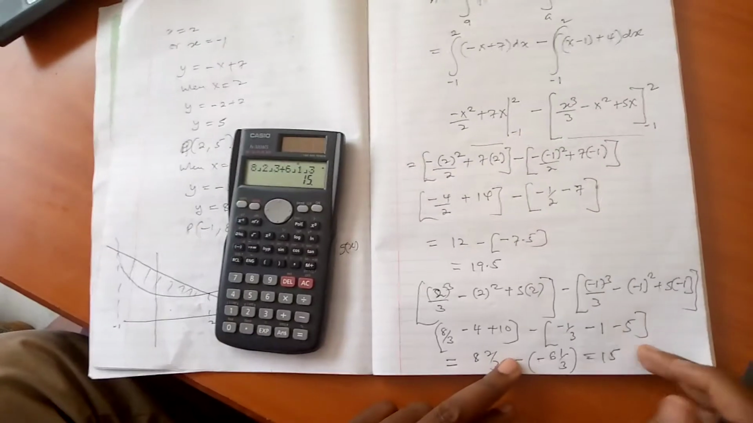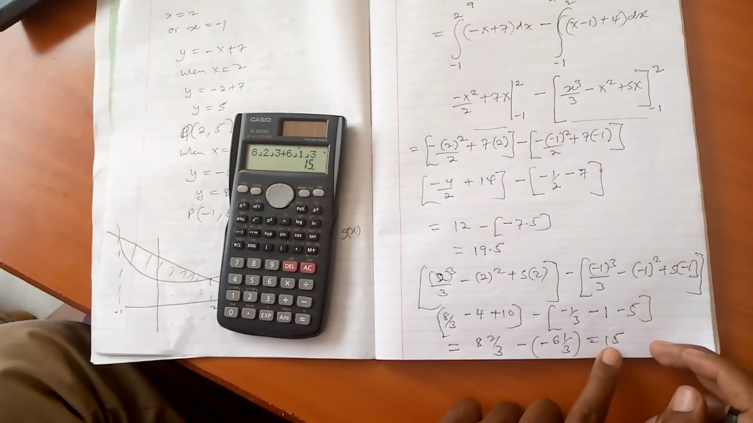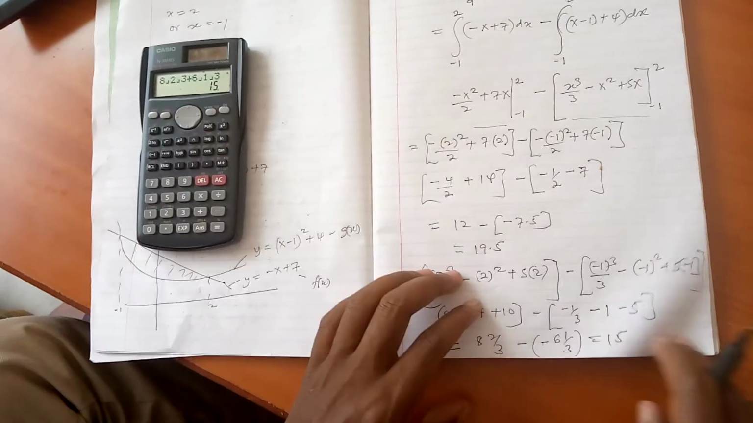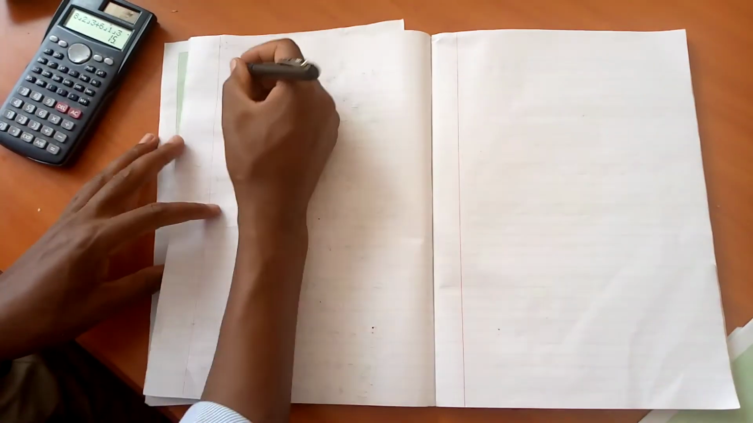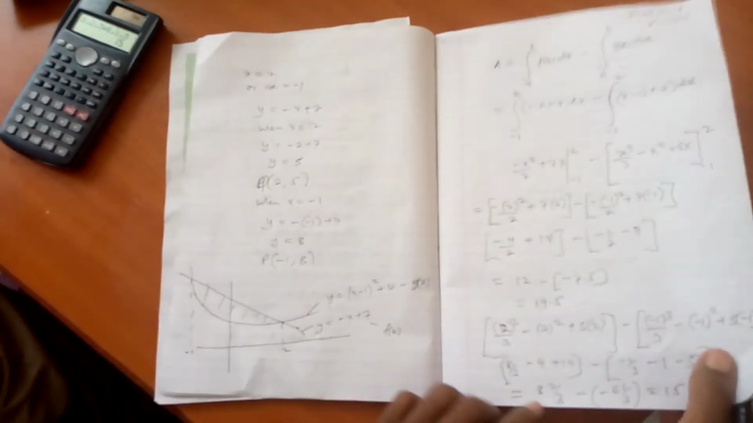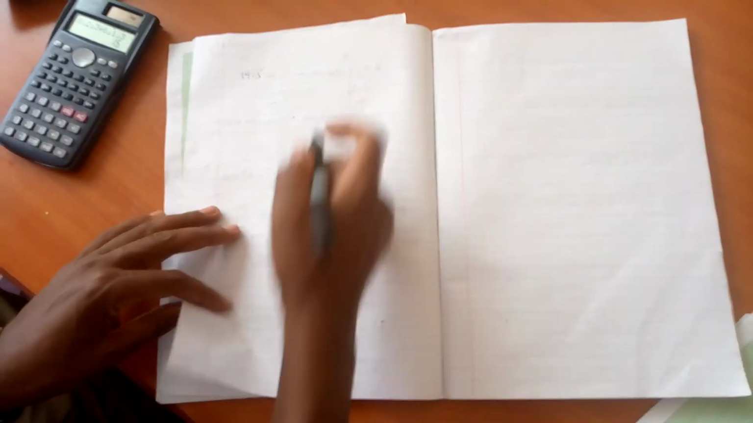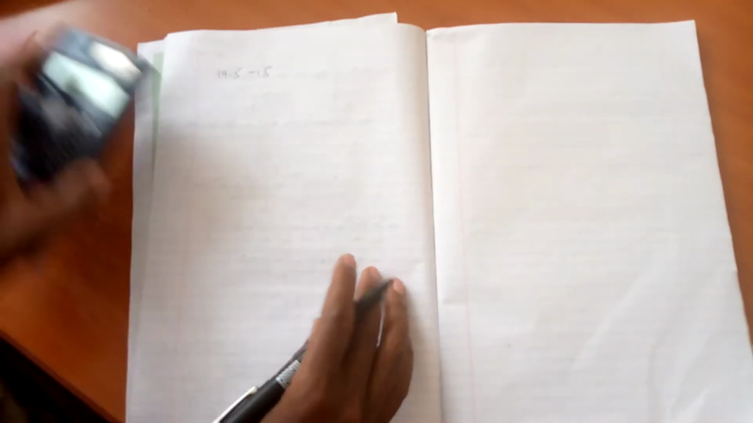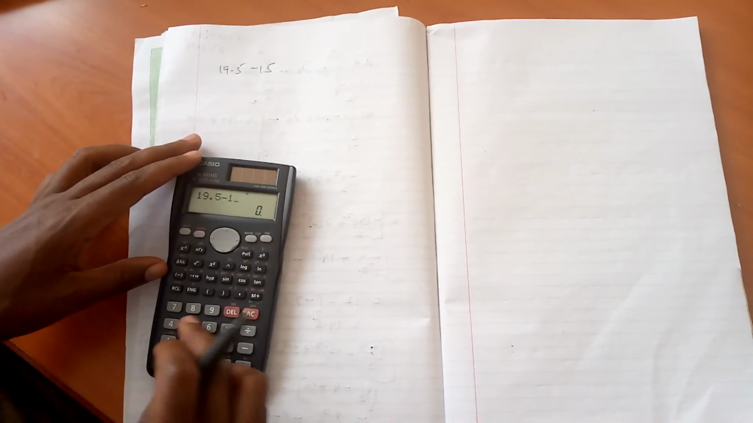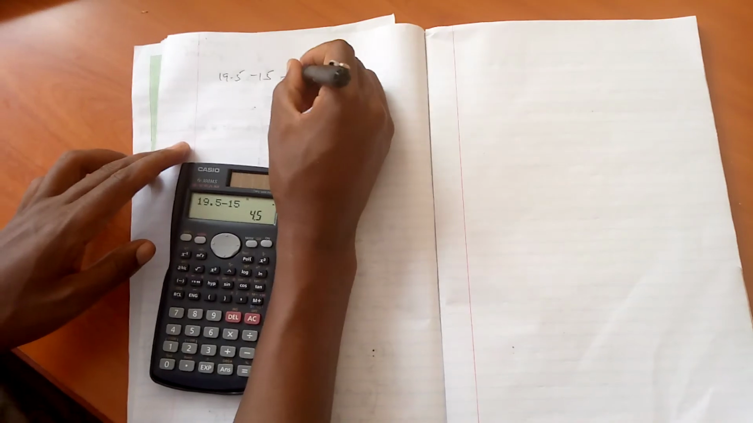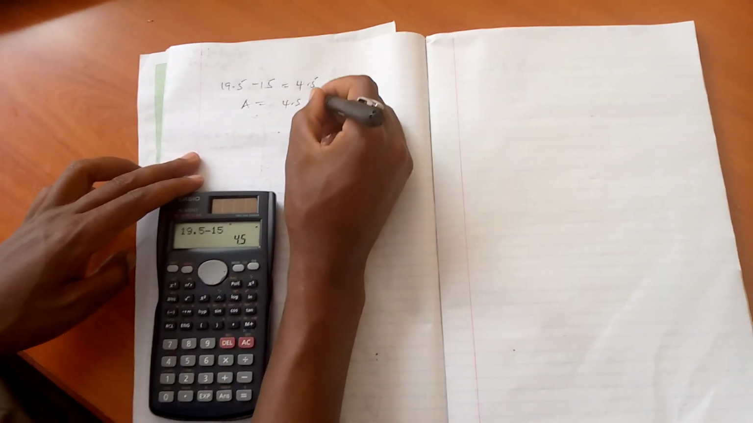Now the first one was this, so we are subtracting this one over here. So we have 19.5 and we have our 15 right here. So we are going to have minus 15, and if you subtract this, you're going to have 19.5 minus 15, which is just 4.5. So our area becomes 4.5 square units.